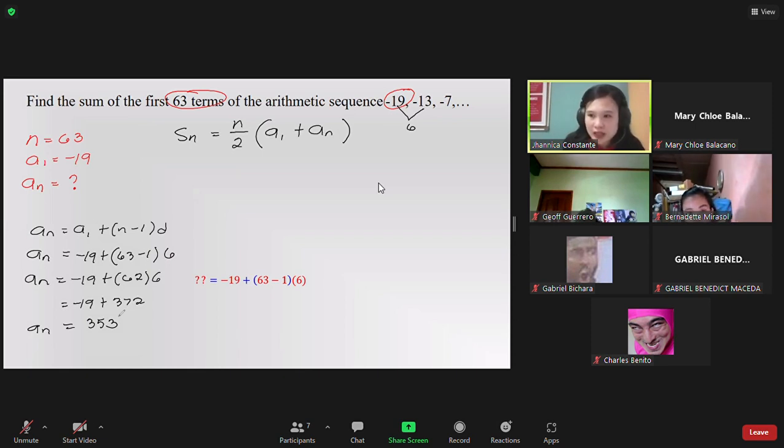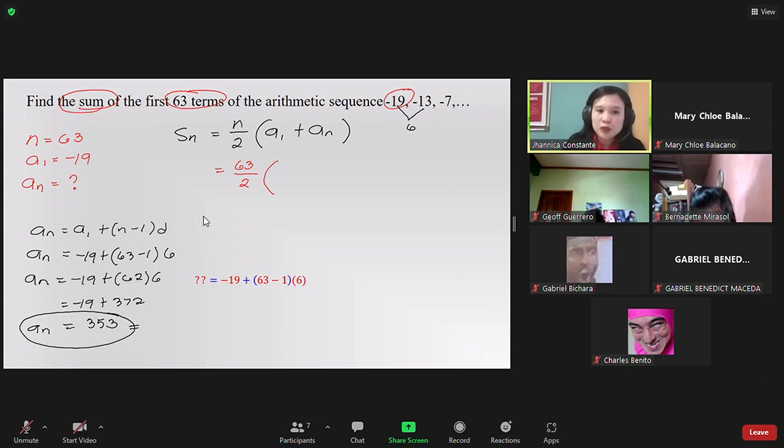Since we have already the value of AN, we can now proceed in solving for the sum of our 63 terms of our arithmetic sequence. So our N is 63. So 63 divided by 2 multiplied to the sum of the first term, which is negative 19, plus our AN, which is 353.